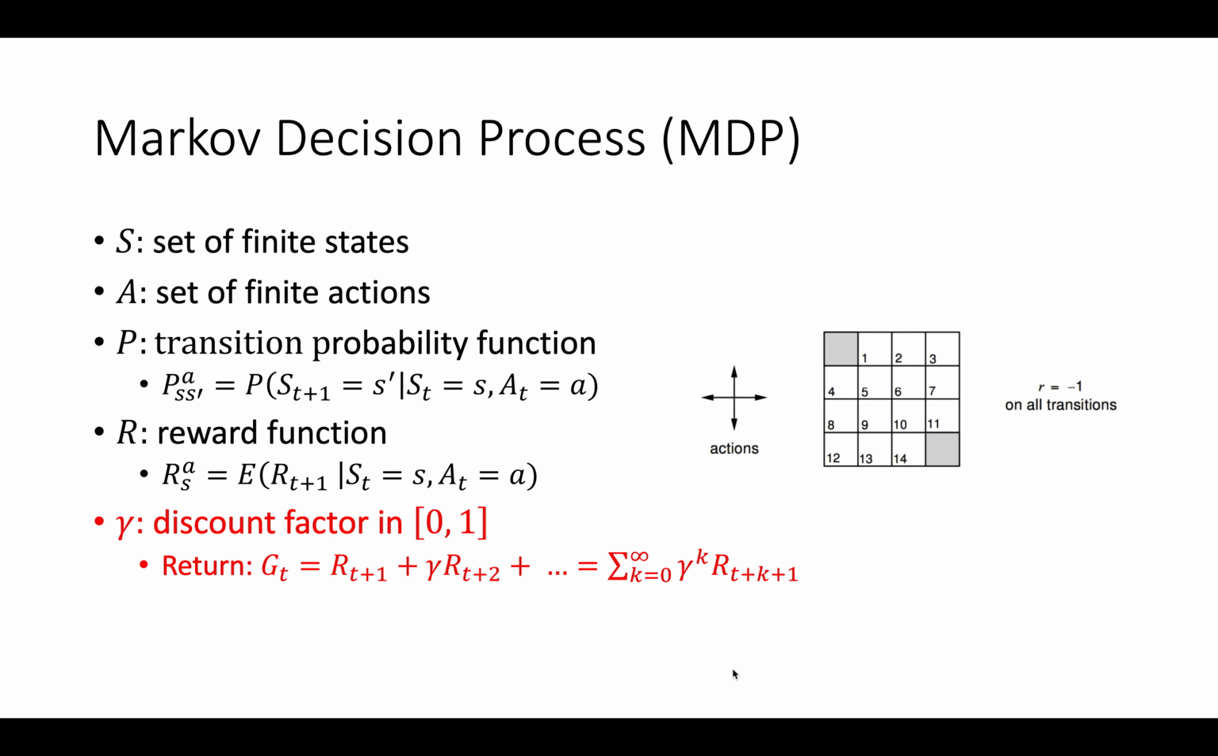Next is the discount factor gamma. In an MDP, what we want to maximize is a return G, which is all future rewards scaled by gamma. So we have reward at t+1 plus gamma times reward at t+2 plus gamma squared times reward at t+3, and so on. You can see that if the discount factor is small, then we care about short-term rewards, and if the discount factor is large, then we care about long-term rewards.